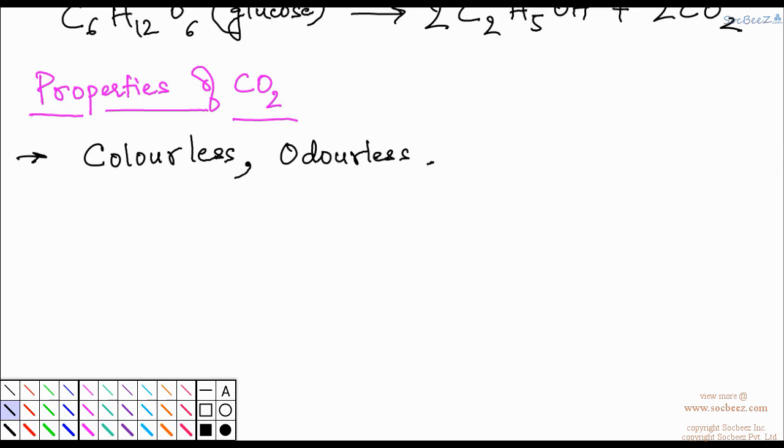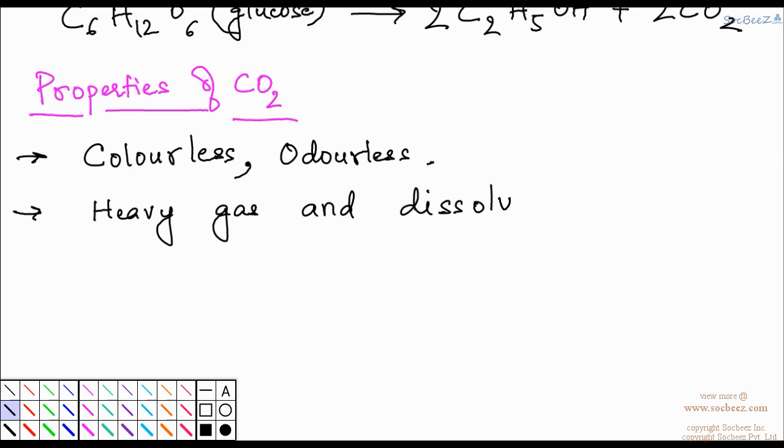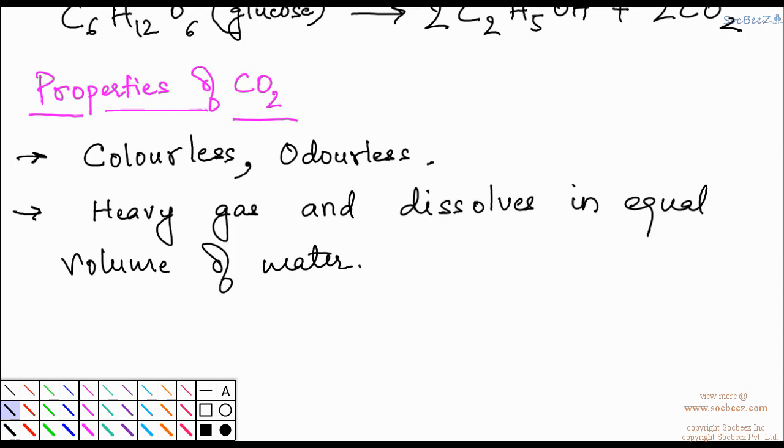Now we would see its solubility in water. Carbon dioxide is a heavy gas, and it dissolves in an equal volume of water. But under pressure, that is when we apply pressure, carbon dioxide can readily be absorbed in water. That means that even if the volume of water is less, you can absorb more carbon dioxide when you apply pressure. So under pressure, CO2 readily dissolves in water.